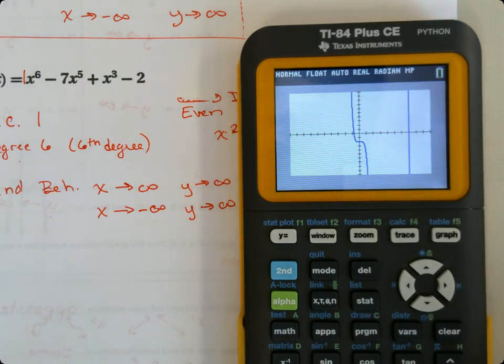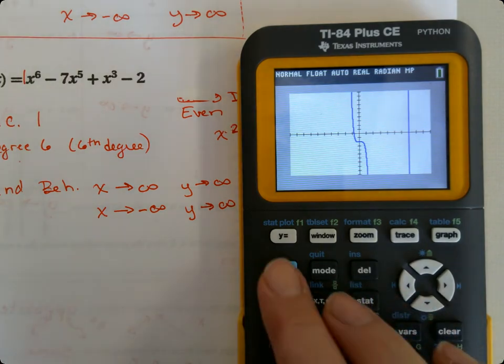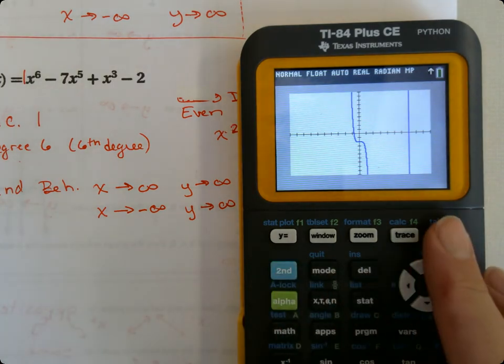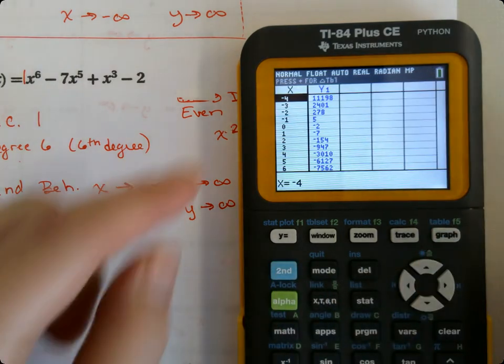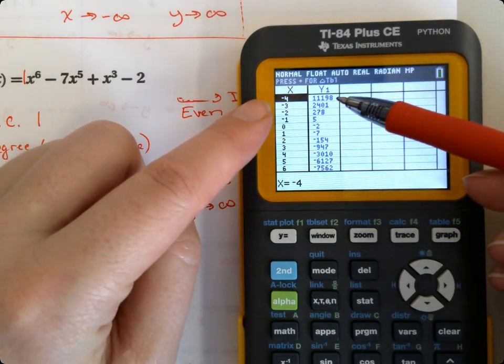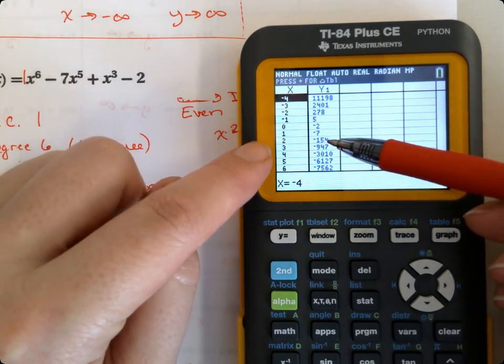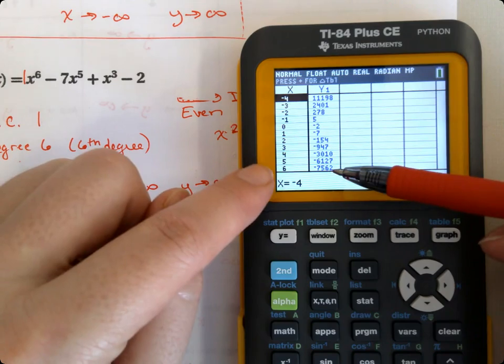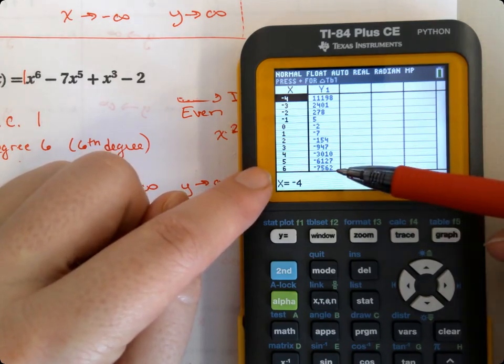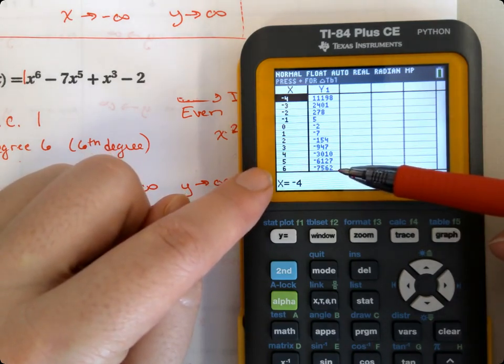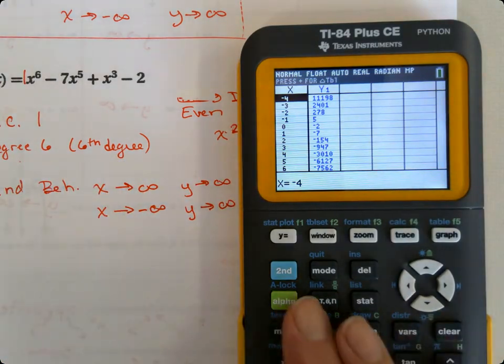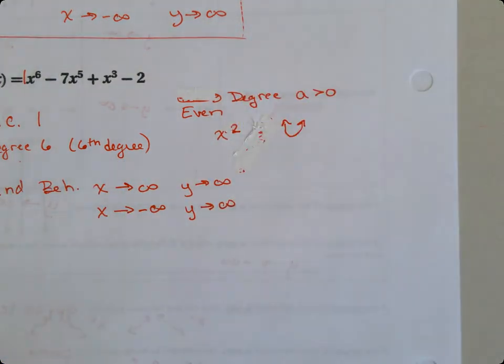You could also go to your table and take a look at it. If I go to my table, second graph is your table, you can see when x is -4, you're at 11,000 plus. When x is 0, you're at -2, and then you can see it drops again. So you can see these numbers get really big. Just for 6, you're at -7,562. Okay, but we got the end behaviors.